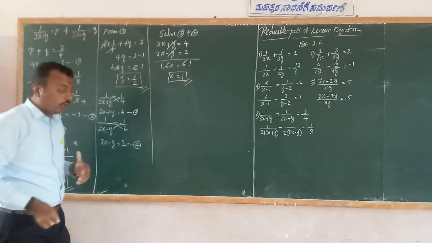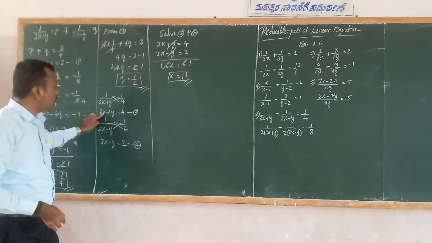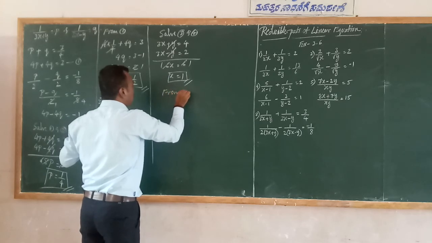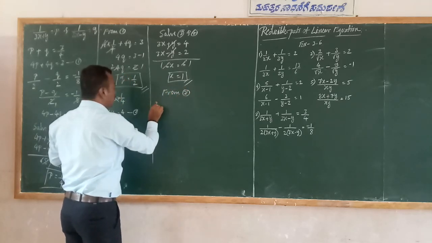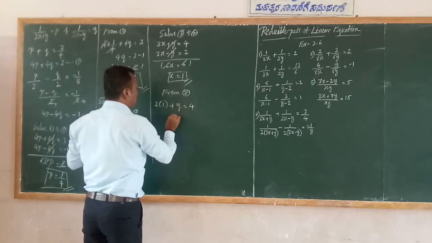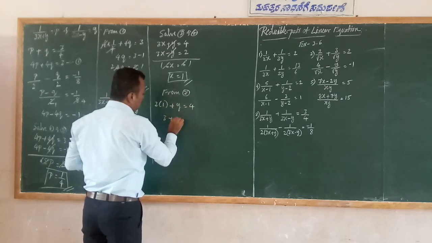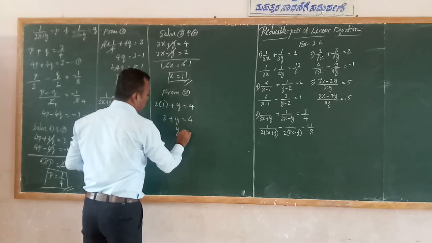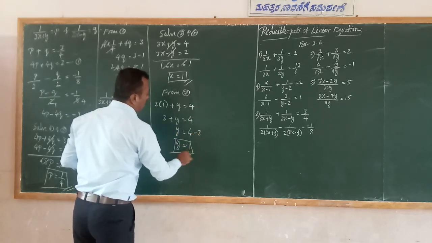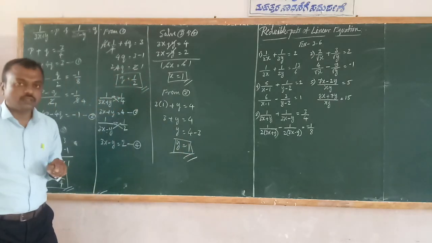Now we have to calculate the y value. That's why we have to substitute in the 3 and 4 equations. So from 3, what is the 3? 3 into x, that means 1, plus y is equal to 4. Therefore 3 ones are 3 plus y is equal to 4. Therefore y is equal to 4 minus 3. Therefore y is equal to 1. Therefore the value of x is 1 and value of y is also 1.